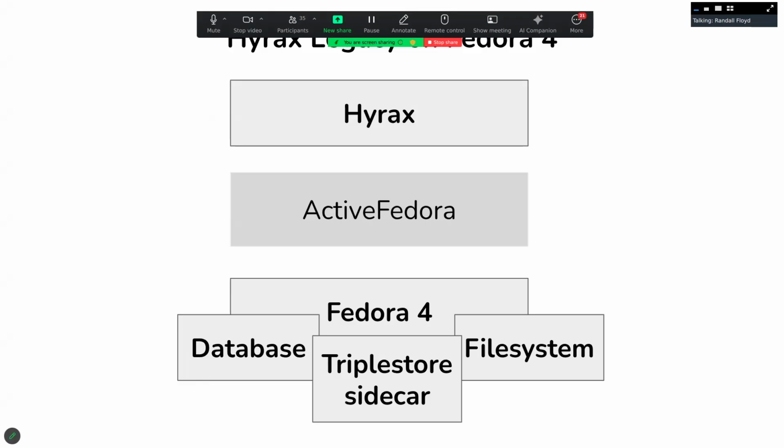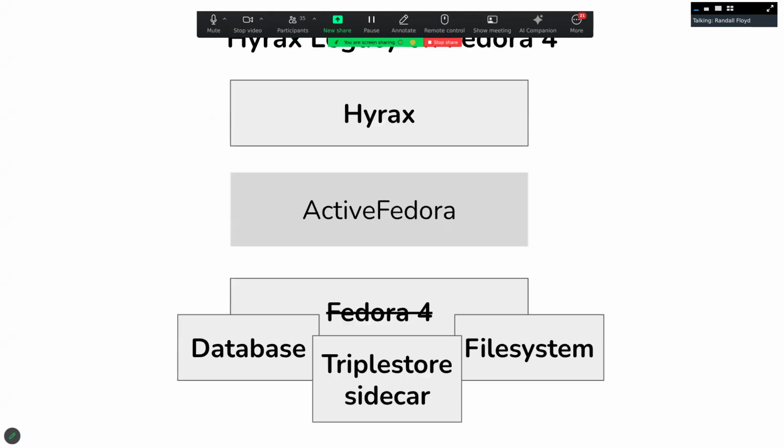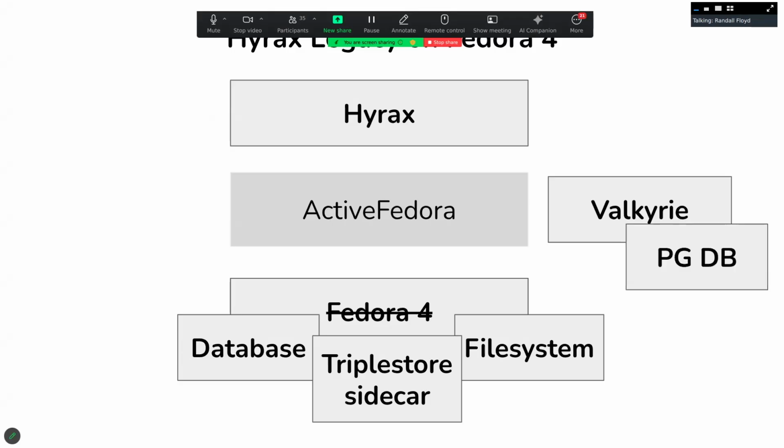And that is eventually what gave rise to Valkyrie, that fortunately Julie talked about. I don't have to go as much into it, which is the configurable storage adapter layer that allows us to use different storage options. Originally, mostly that was to give people the option to get away from Fedora 4 and use, say, a Postgres database natively.